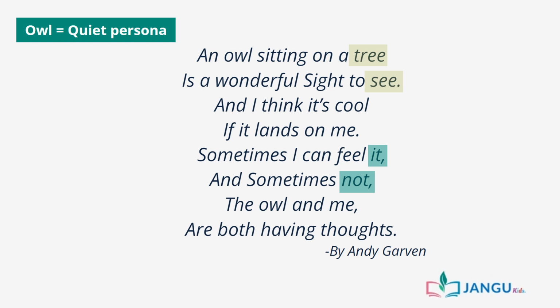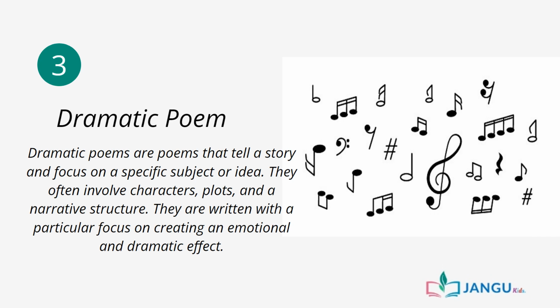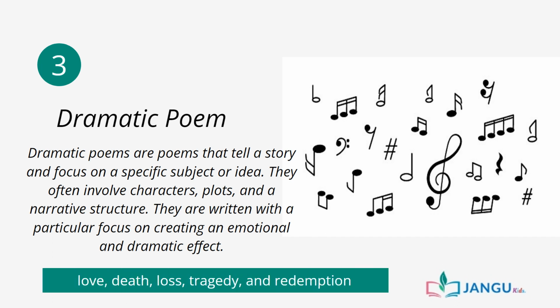The third type of poem we would learn about is 3. The dramatic poem. Dramatic poems are poems that tell a story and focus on a specific subject or idea. They often involve characters, plots, and a narrative structure. They are written with a particular focus on creating an emotional and dramatic effect. The language and imagery used can be intense and vivid, and the subject matter can often be quite dark and intense. Some common themes of dramatic poems include love, death, loss, tragedy, and redemption.